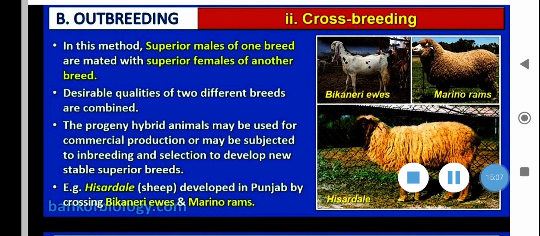Crossbreeding. In this method, superior males of one breed are mated with superior females of another breed. So both male and female are superior, but they are from different breeds. Desirable qualities of two different breeds are combined. The progeny hybrid animal may be used for commercial production or may be subjected to inbreeding and selection to develop a new stable superior breed. For example, Hisardale and Bikaneri.